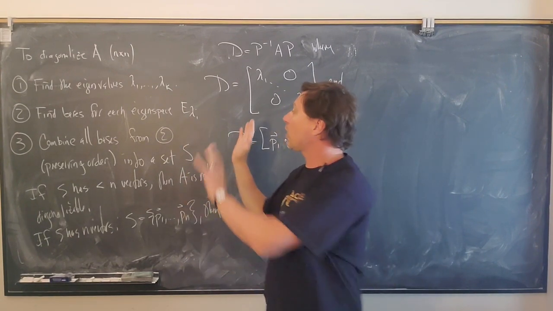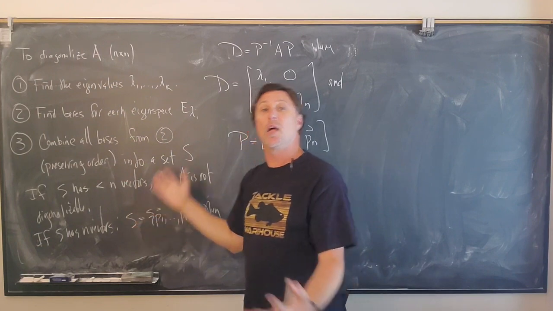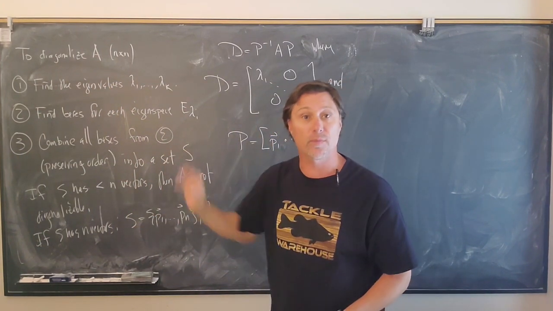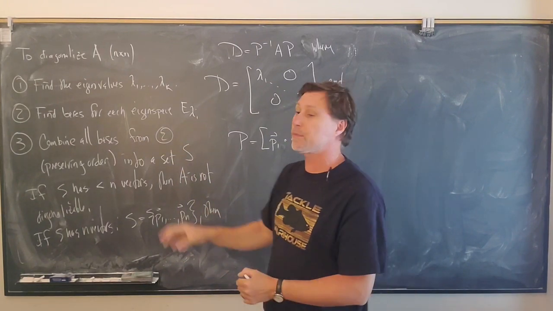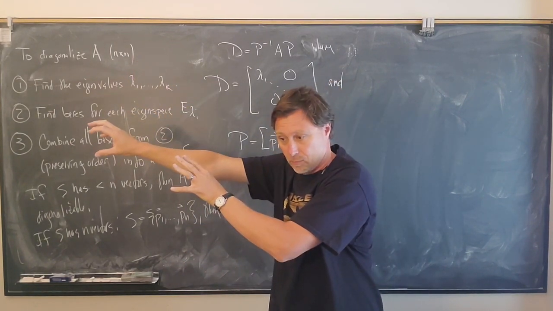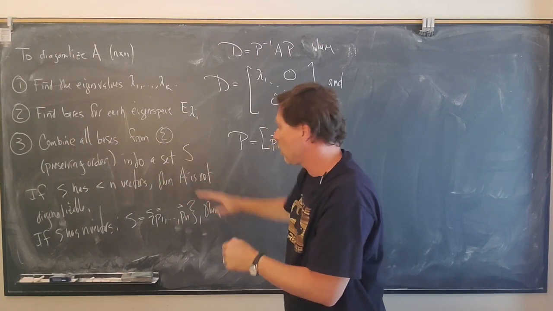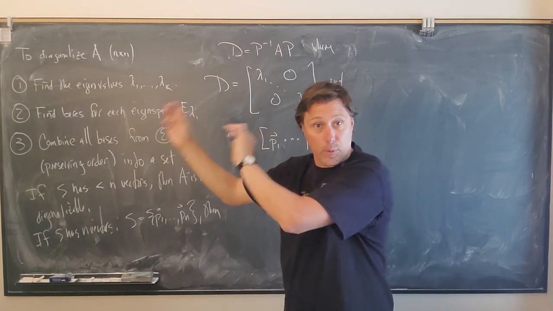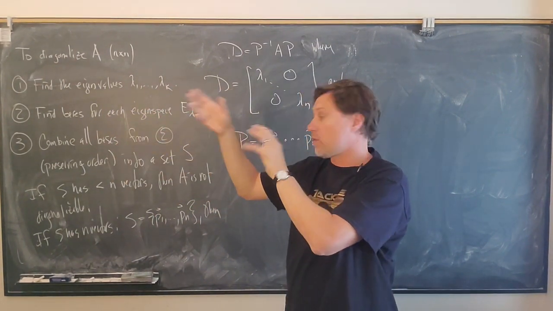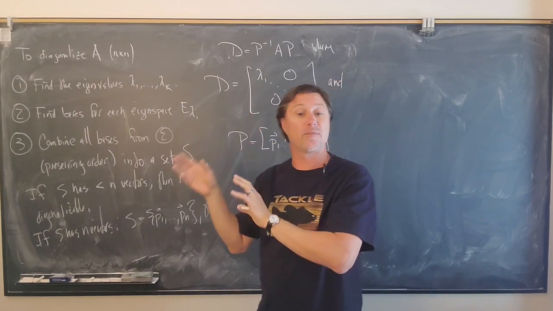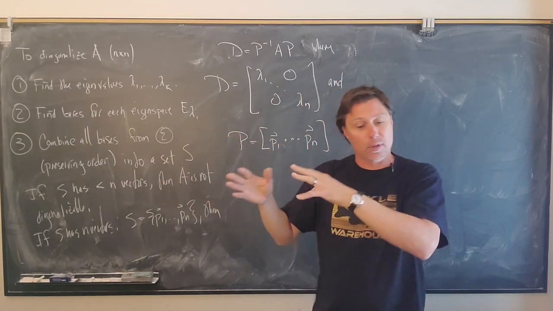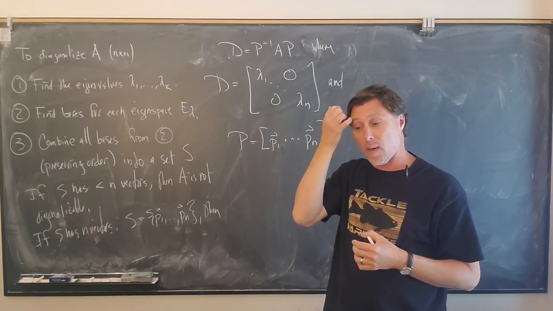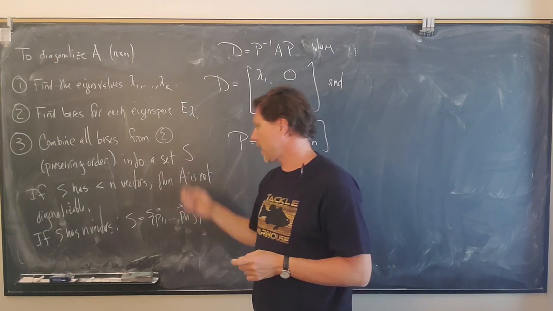Once we've done that, we take all the bases that we found in step 2, lump them together into a single set that I'm calling capital S, and I want to preserve the order. So the basis vectors for lambda 1 are going to go at the beginning, right? So when we write down the set capital S, write down the basis vectors P1, let's say up through P whatever. Put those first, then add to that the basis vectors for E sub lambda 2, then E sub lambda 3, all the way down the line until we get to the basis vectors for E sub lambda k. Put all of those together in a set capital S.